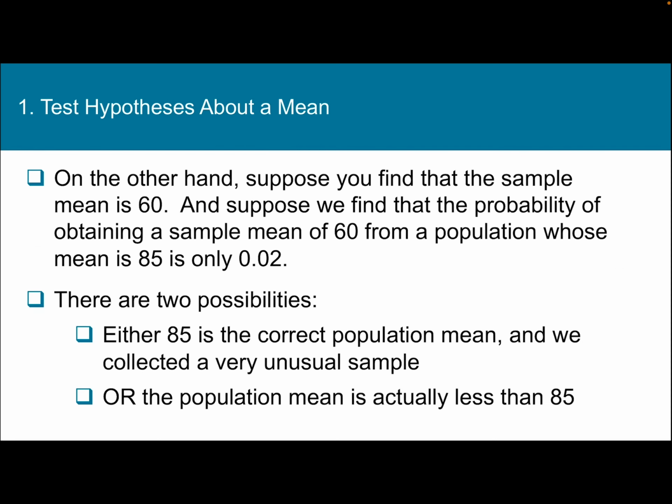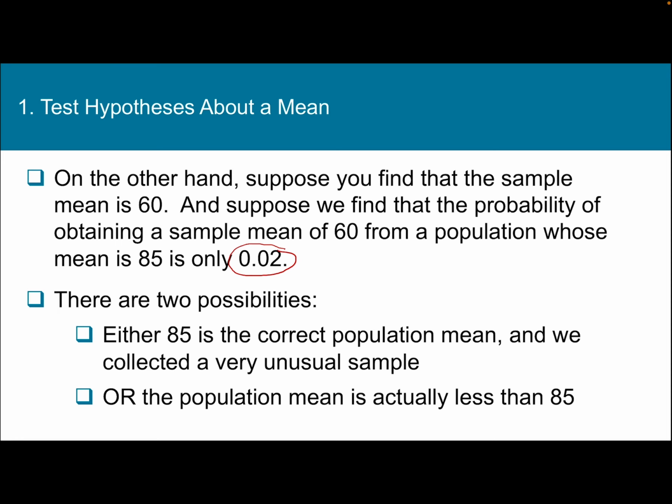Now, on the other hand, let's suppose that we take a random sample of 50 students and the mean is actually 60 for that random sample. Now, the chance that a sample mean is going to be 60 when our population mean is 85 is very small. It's 0.02. So this tells us this is unusual. That's less than that 0.05 rule of thumb.